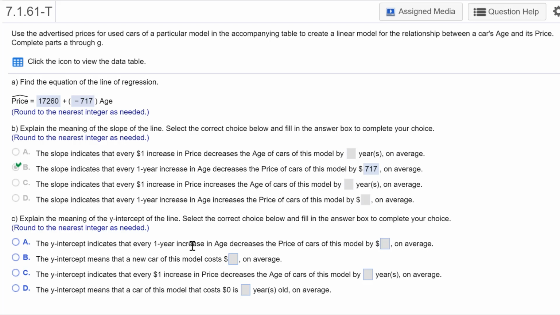Okay, explain the meaning of the y-intercept of the line. So select the correct choice below and fill in the answer box to complete your choice. So what does the y-intercept mean? That's when the age is 0. So a brand new car. Do one of these talk about a brand new car? So B. The y-intercept means that a new car of this model is going to be 17,260.